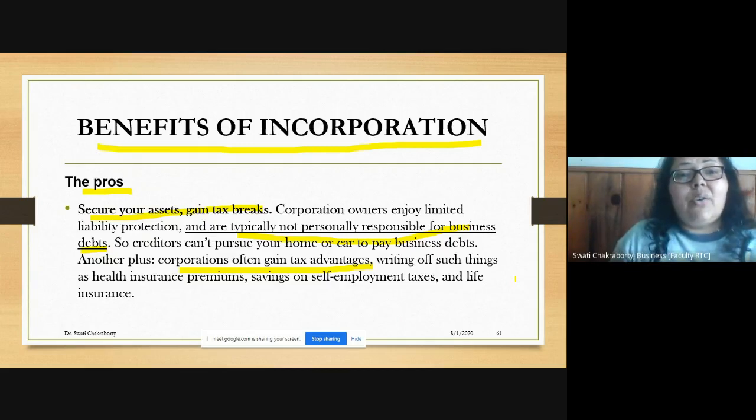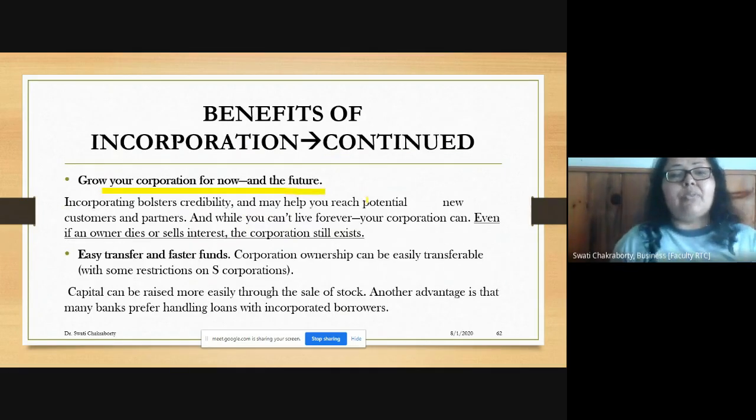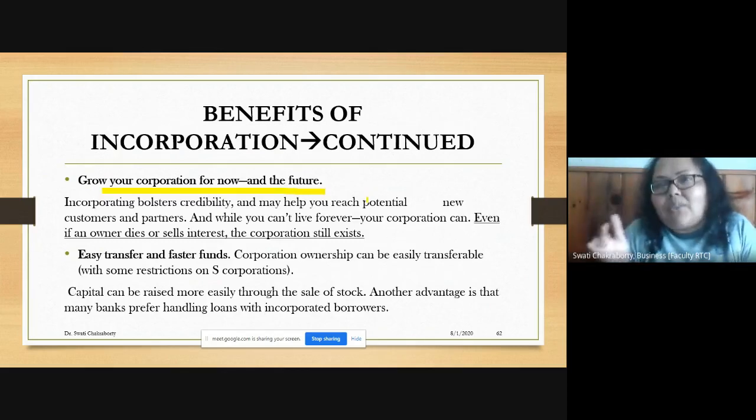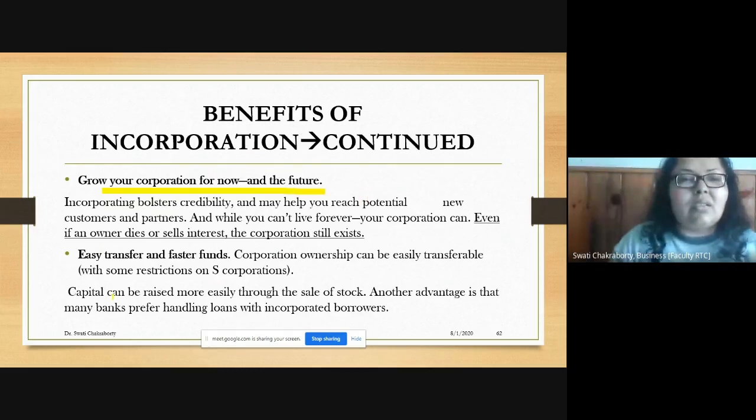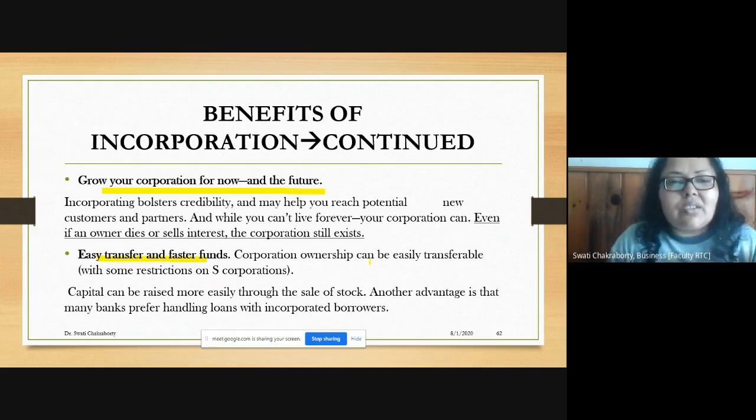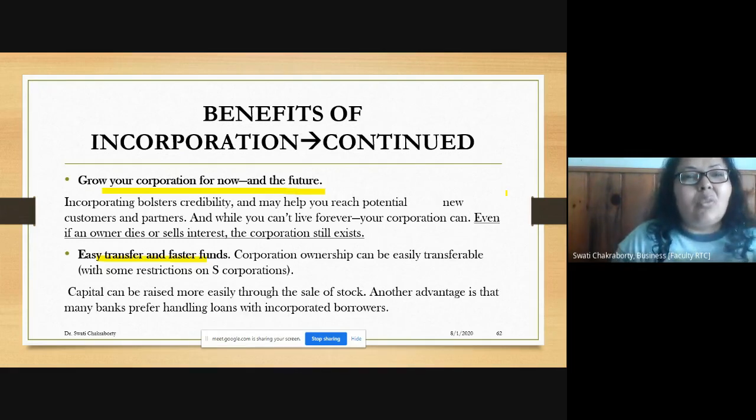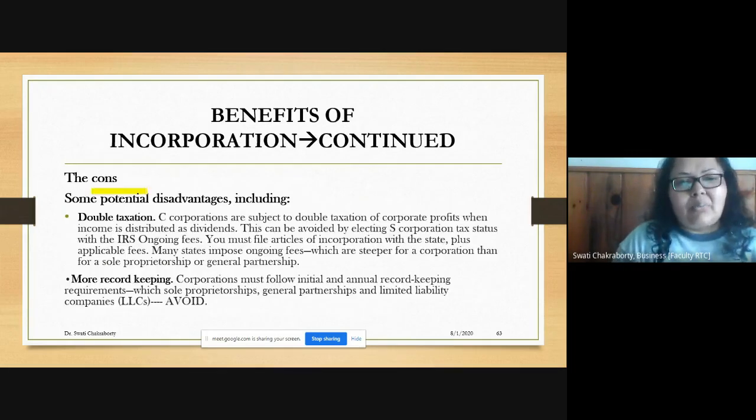You can grow your business for now and future. That's huge, because you can actually raise capital, so you can grow your business. And even if the owner dies or sells interest, the corporation still goes on. That's not a problem. So, easy transfer and faster funds. You can transfer your shares through the sale of stocks, and you can also raise funds, right? That is also possible.